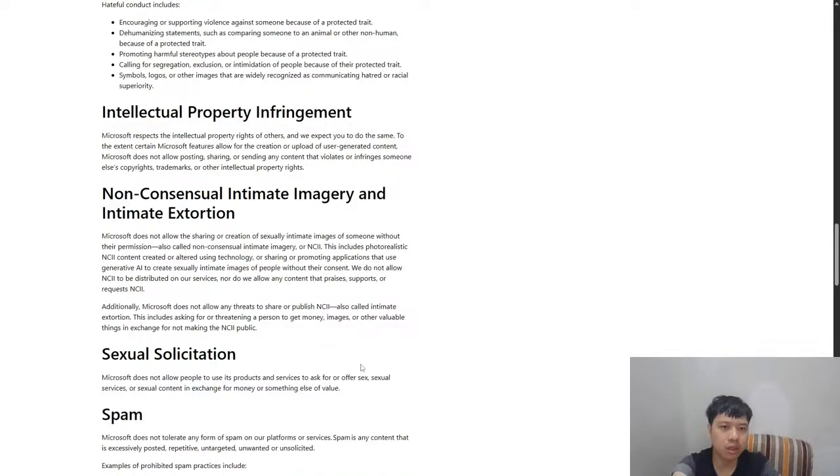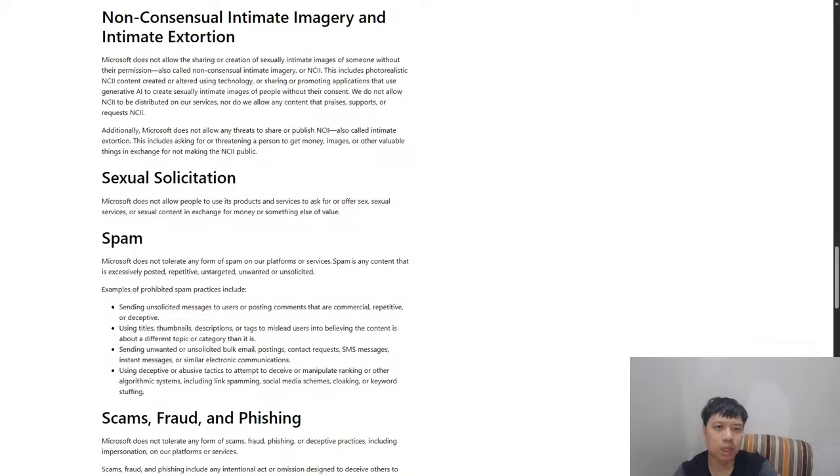Okay, next, non-consensual intimate imagery and intimate extortion. Microsoft does not allow the sharing or creation of sexually intimate images of someone without their permission, also called non-consensual intimate imagery or NCII.